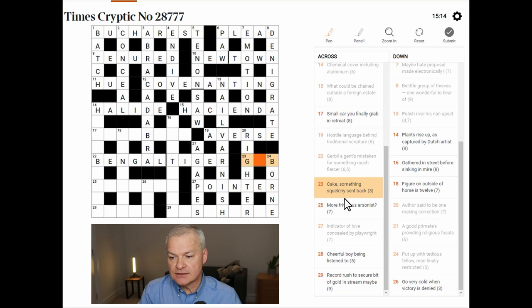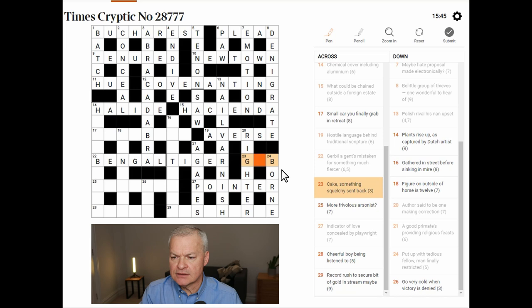Cake, something squelchy sent back. Okay, there's a limited number of possibilities here. Gab, geb, gib, gob, gub. Well, it's none of those. What is this? Writer is definitely correct. Born is surely correct. Cake.